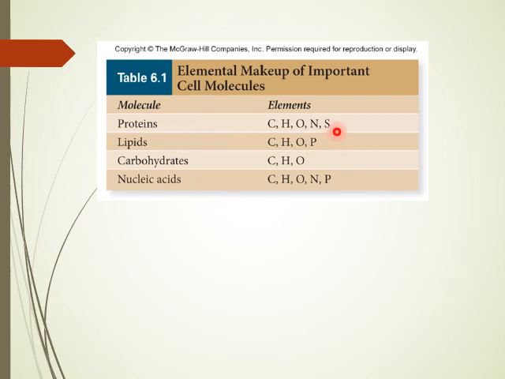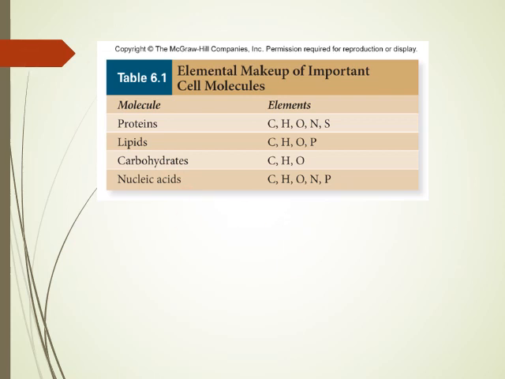So protein, the elements consist of CHON, lipid CHOP, carbohydrate CHO, nucleic acid CHONP. So it's very easy, right? All the biomolecules consist of CHO. These elements are very important, the building blocks for all the biomolecules, and the others are either present or not depending on the biomolecules.